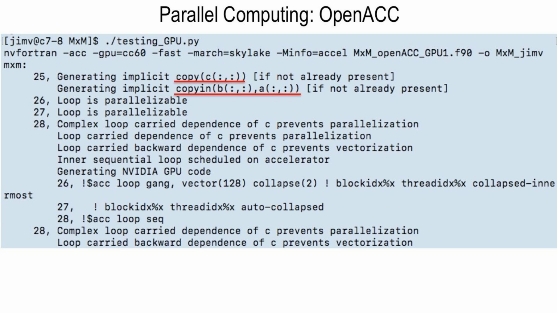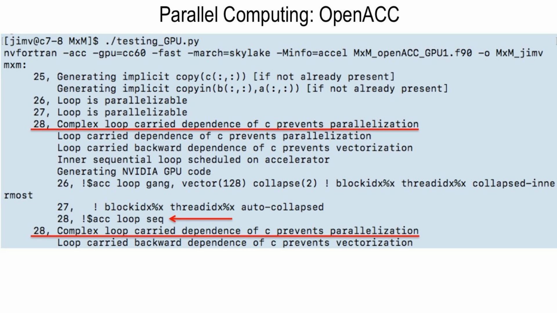Upon examination, we observe that the compiler has executed a copy of matrix C and implemented a copy in operation for matrices A and B. It's important to highlight that the compiler fails to parallelize the innermost loop at line 28, which corresponds to the K loop in the Fortran program. This inability to parallelize the loop means it will be executed sequentially, potentially impacting performance.